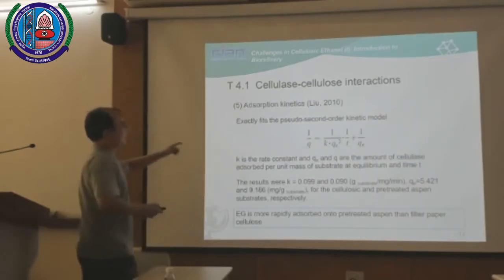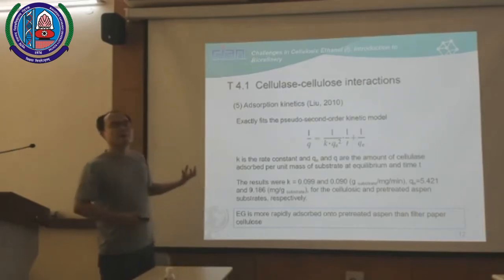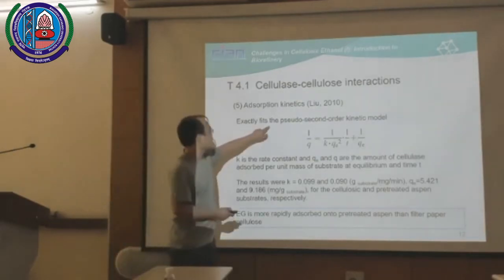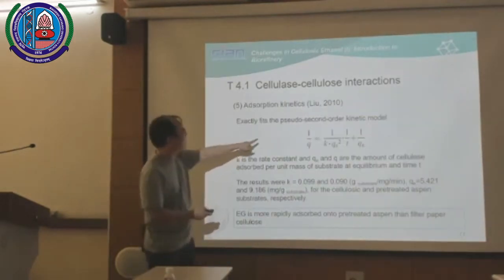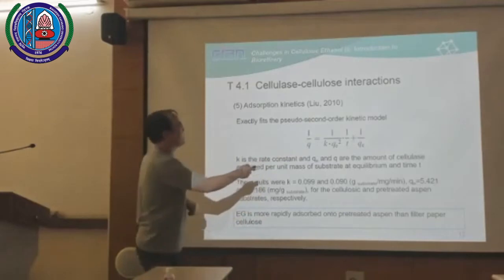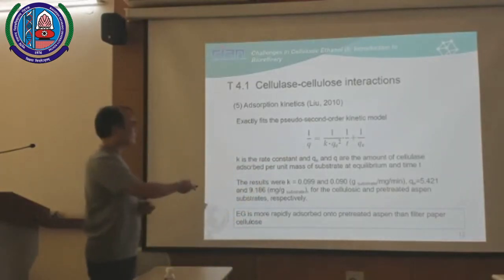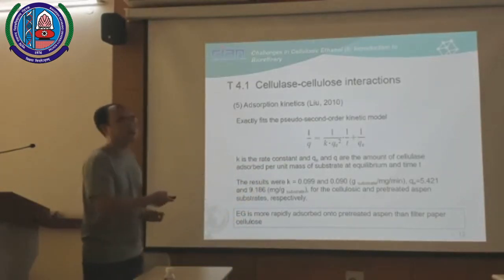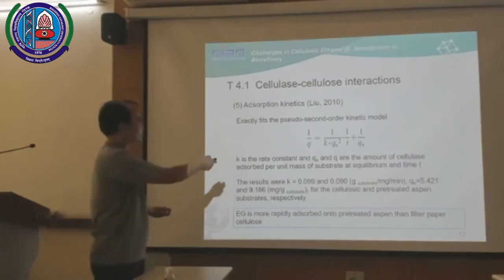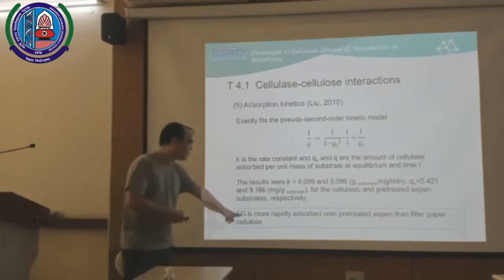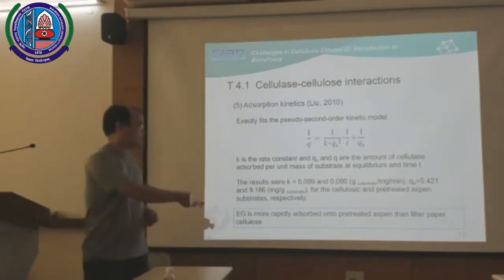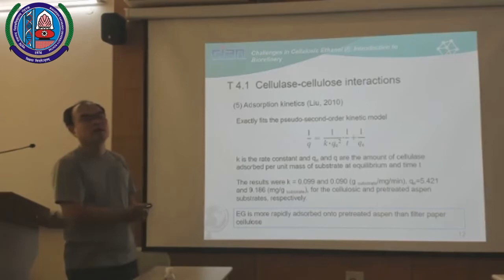And next, I asked my wife, who works in mathematics, to help me fit all the plots using a well-developed kinetic model. We tried a lot of different models, and this one fits very well. So finally, I reached the conclusion that the endoglucanase is absorbed more rapidly on pretreated aspen than on filter paper fiber.